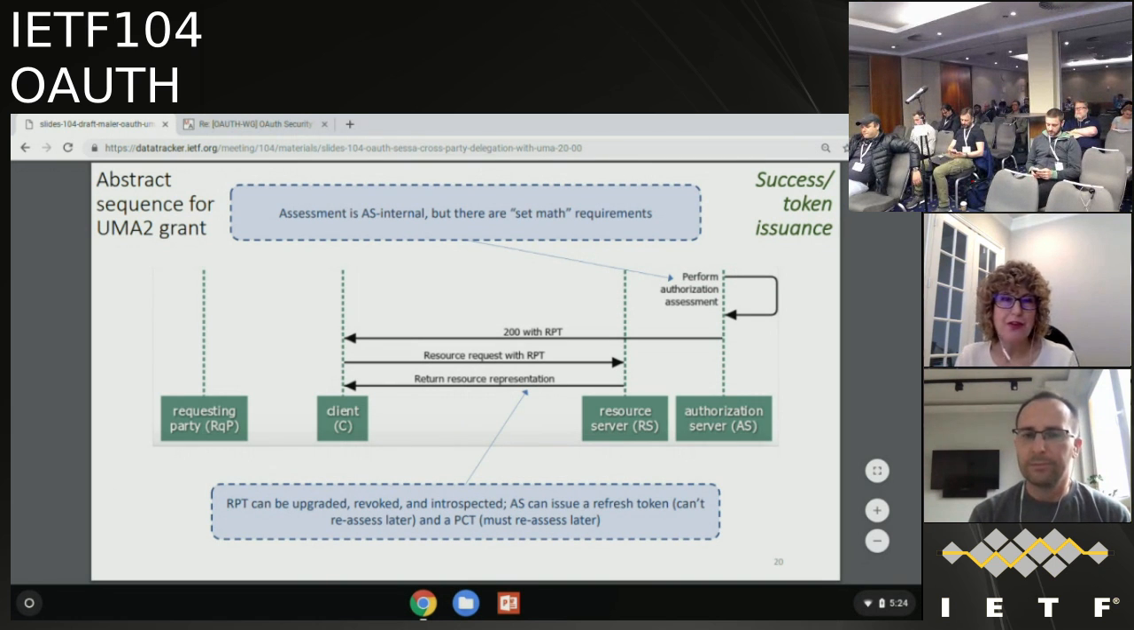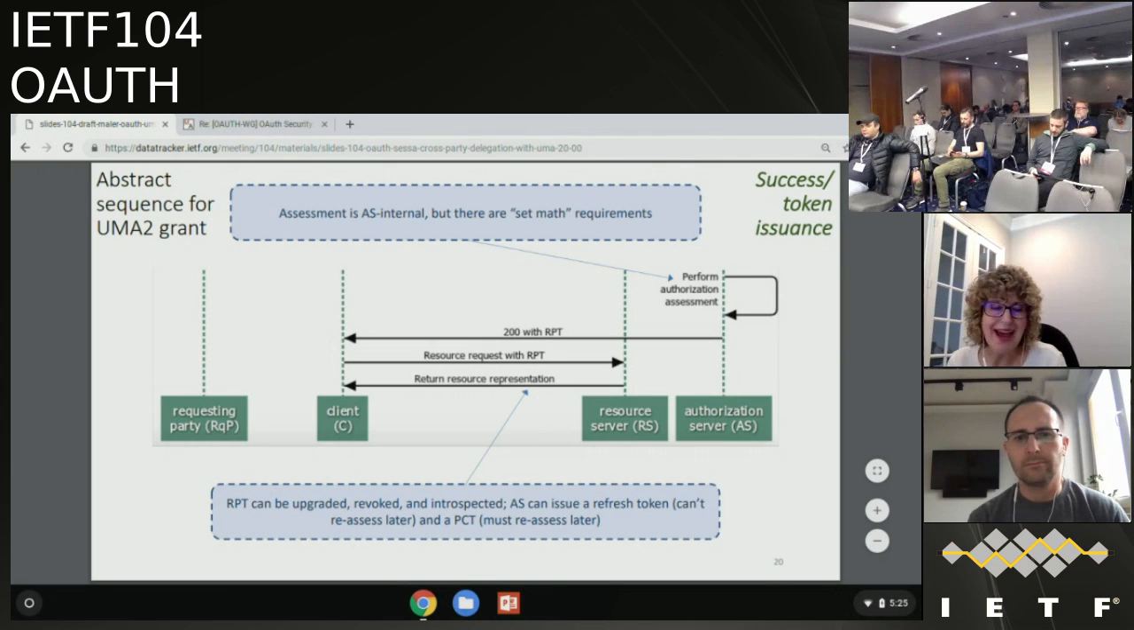All right, so the UMA grant has some moving parts, but ultimately, if the requesting side has given the authorization server what it needs to say, well, you're going to succeed, there's this authorization assessment process. That's internal to the AS, but there are some requirements on how it performs that. We'll just call that some set math. I'll describe that in a sec. Then it goes through a happy flow that should look familiar from other OAuth grants. I'm going to leave aside the lower bubble there. There's some standard access token behavior and a little bit of behavior that's unfamiliar. We're not going to spend time on the persisted claims token today. We can maybe discuss that in the fullness of time.